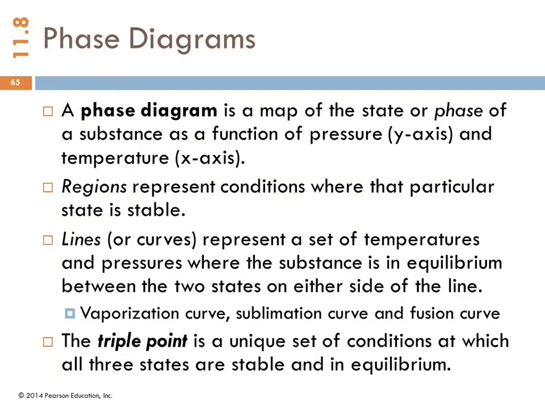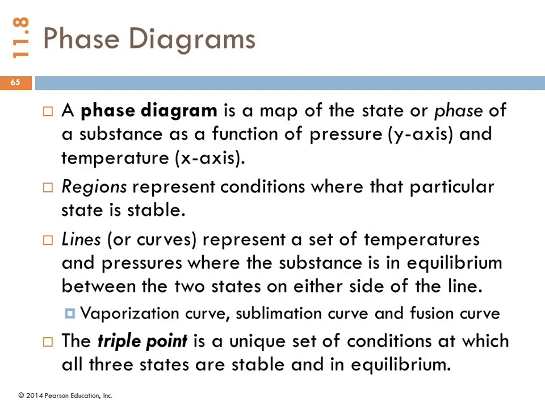Phase diagrams help us to visualize the relationships between the three different states as a function of pressure and temperature. And so the phase diagram maps the states of a substance. State and phase mean the same thing. So there are regions that represent what conditions that particular state is stable under.